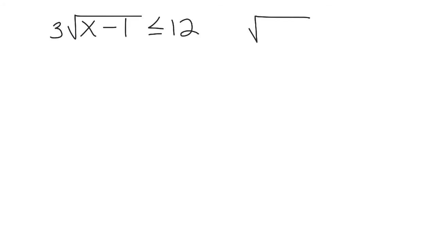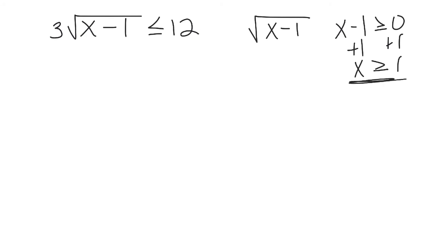Okay, let's do another one with a slightly different domain restriction. 3 times the square root of x minus 1 is less than or equal to 12. So let's look at what the domain restriction would be. The square root of x minus 1. We're going to look at just that part. X minus 1 has to be greater than or equal to 0. Otherwise, it's undefined, no real solution. So we have to add 1. So x has to be greater than or equal to 1. So we're going to remember that for our answer in the end because we're looking at a less than inequality.